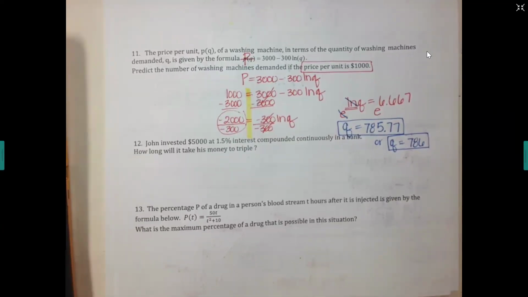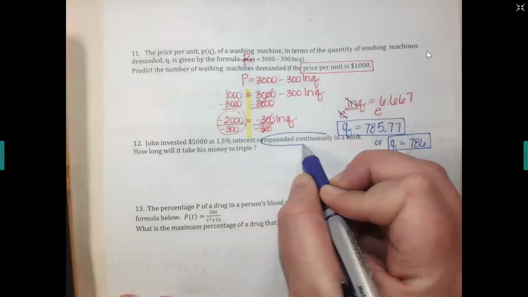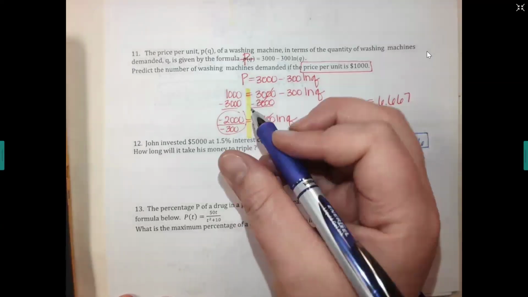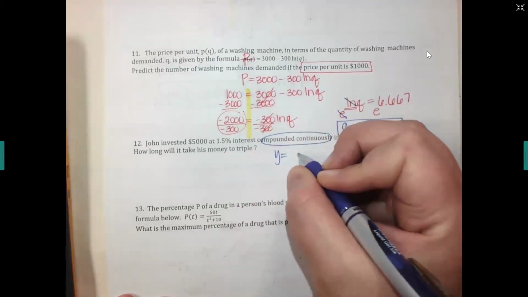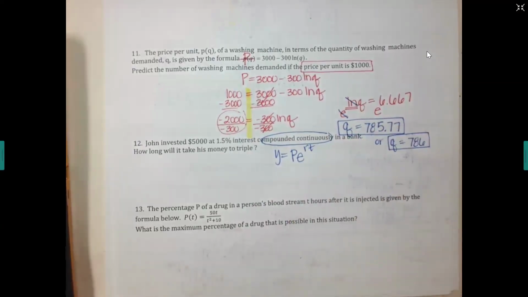Okay. Number 12, I'm not going to do it with you, but I want to point out that it says compounded continuously. Remember that anytime it says continuously, your formula is y equals Pert, where P is your principal or the original amount of money, R is your rate, your interest percentage, but you're going to have to change it into a decimal, and T would be your time.